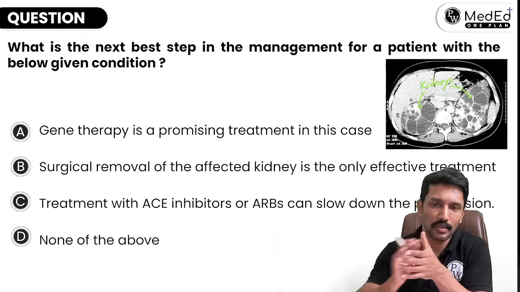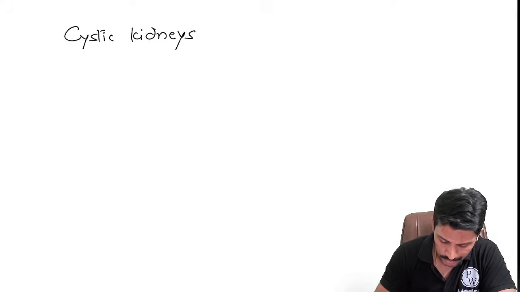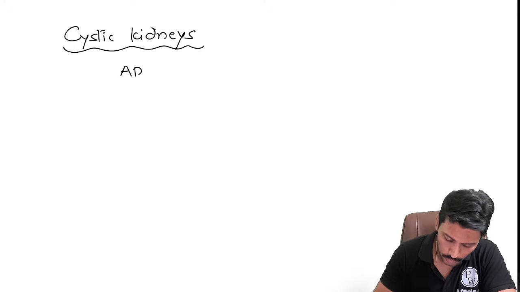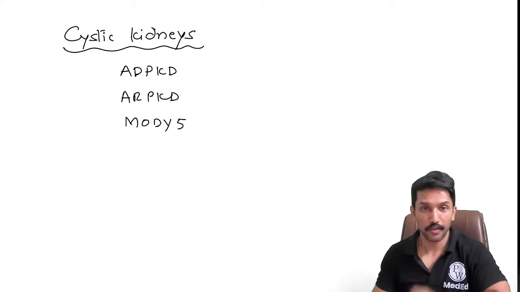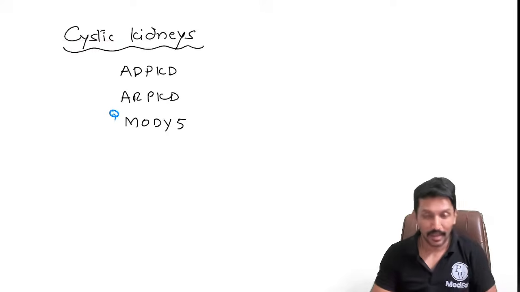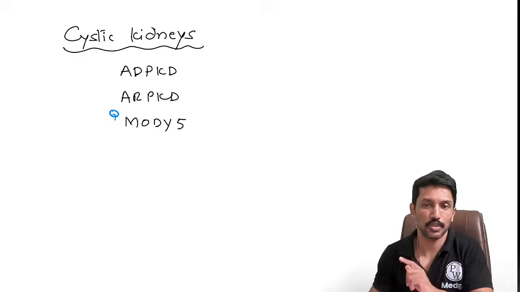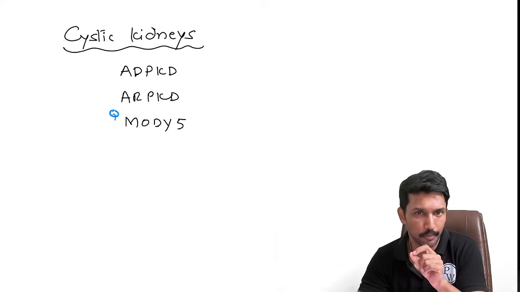It's a polycystic kidney disorder. If you look at cystic kidneys on imaging, what are the conditions you can think of? One is autosomal dominant polycystic kidney disorder, ADPKD, autosomal recessive polycystic kidney disorder, and then maturity onset diabetes in young 5, MODY 5, repeatedly asked MCQ. Which MODY is associated with renal cysts? That's MODY 5. These are the three important cystic kidney diseases that you need to remember.